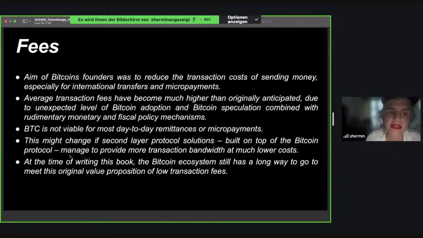So Bitcoin is not viable for most day-to-day remittances, not only because it lacks a stable exchange rate, but because the fees very often surpass the actual payment you want to make. You want to send 20 euros, or Bitcoins worth 20 euros or $20, over the network, and might have to pay 80 euros or 300 euros in transaction fees. That does not make any sense.